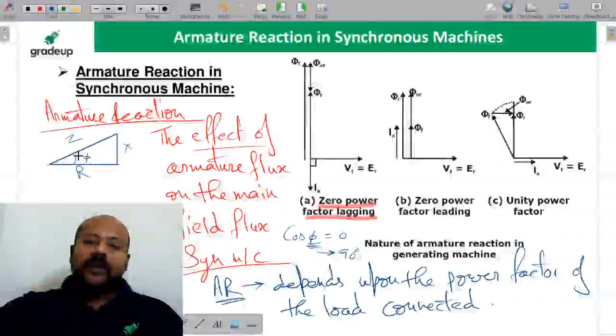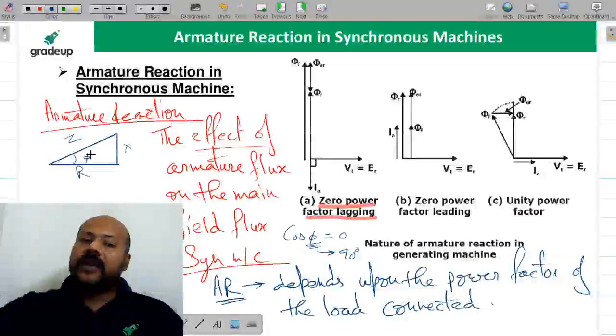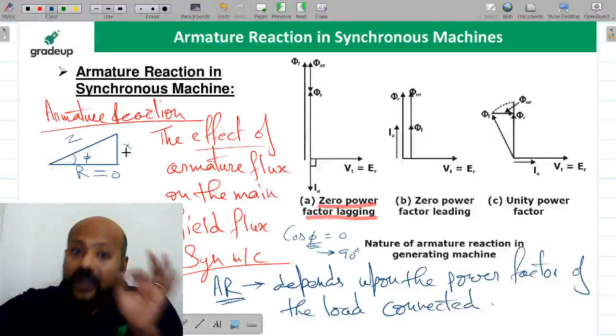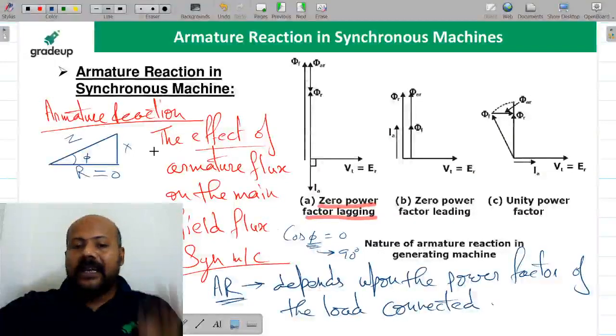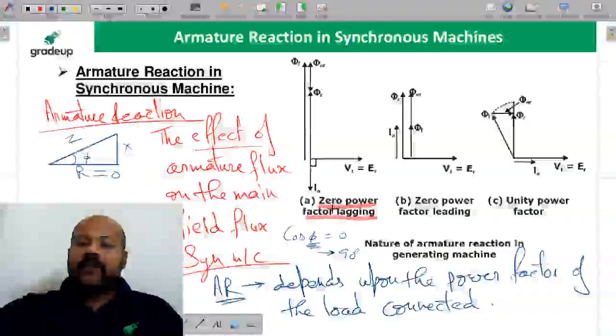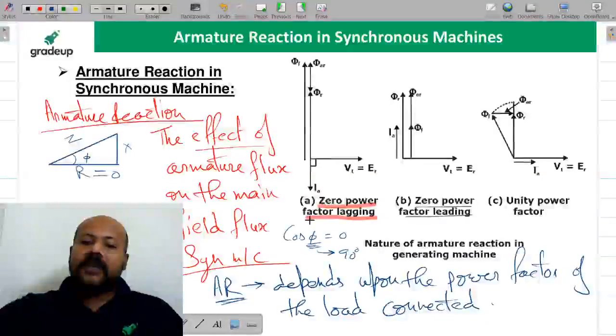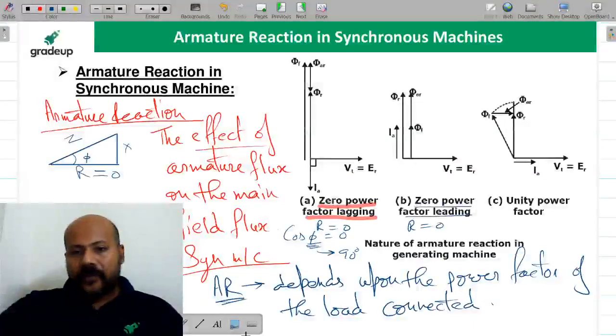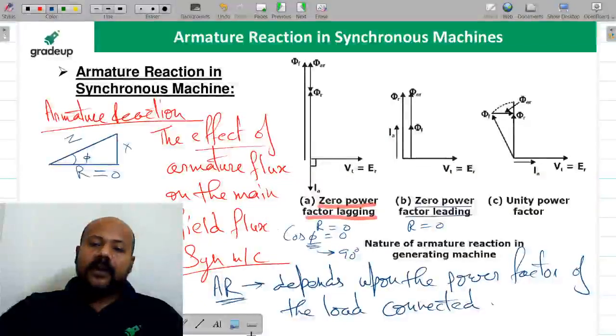Now you tell me when this phi angle is going to be 90. This phi angle is going to be 90 when this R is going to be almost 0. Is it clear to all of you? It means for these zero power factor lagging and leading cases, one thing is 100% clear, that you are assuming R is equal to 0. Resistance is equal to 0. Is it clear or not?